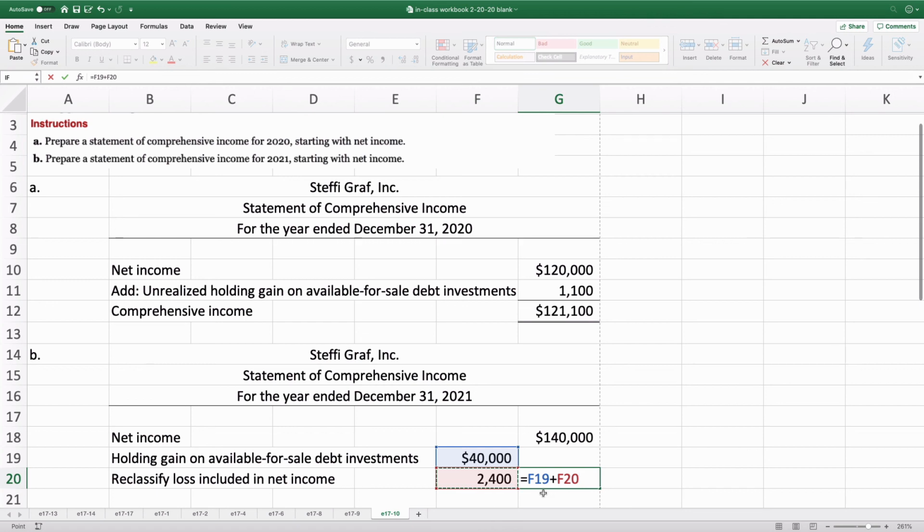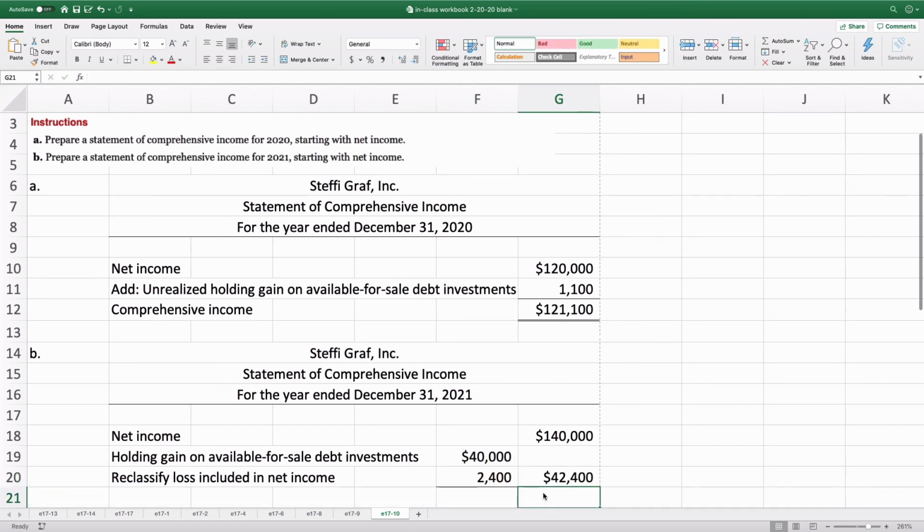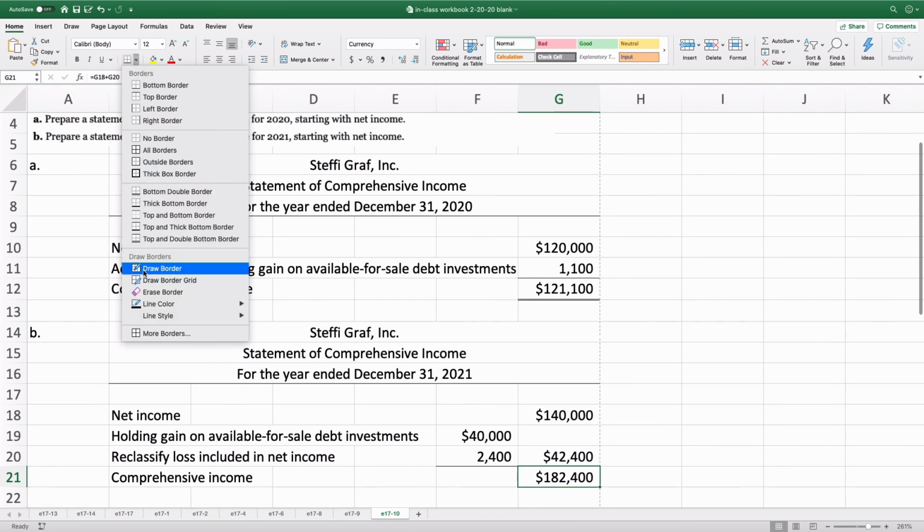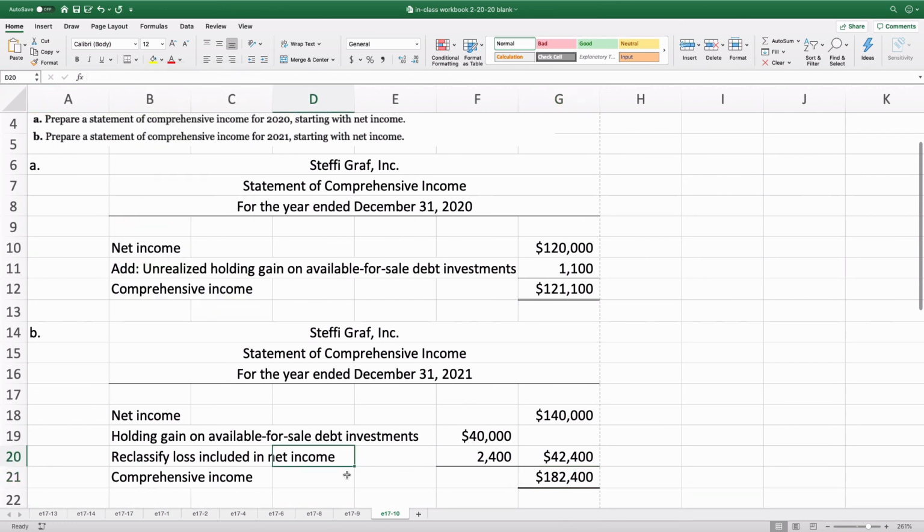Okay, so we realized that loss, and we assume that it was included in the prior year adjustment for unrealized holding loss in the prior year. It's a little confusing, but you just need to do it this way. And it says that we're going to have comprehensive income, which is going to be the sum of the $140,000 plus the $42,400, and we'll put a double underline just like that.